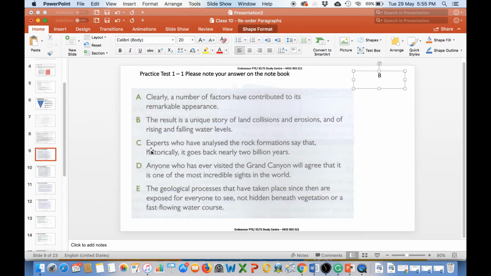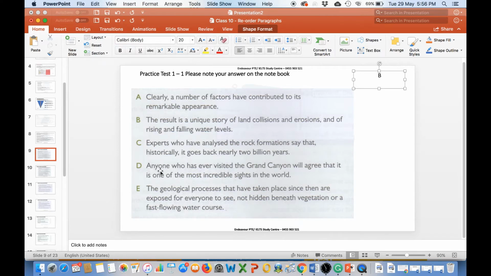Now if we look at C: experts who have analyzed the rock formation say that historically it goes back nearly to 2 billion years ago. Experts, that looks good. But here we have a pronoun, "it goes back". You do not know what goes back, so that means they are already making reference to something, and they are using the pronoun "it" to represent it. So we do not know, so that's not my first statement.